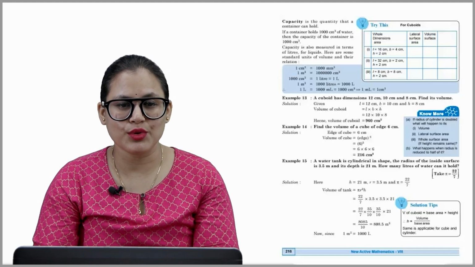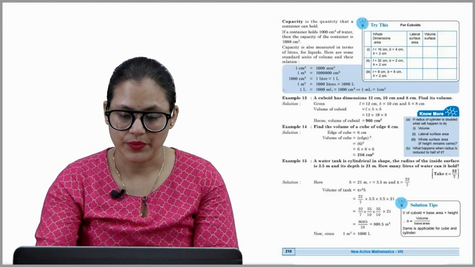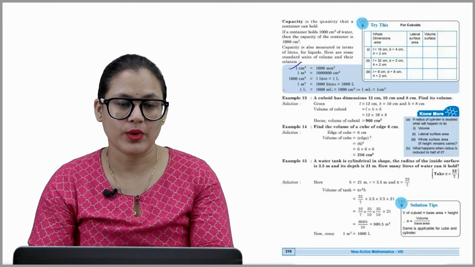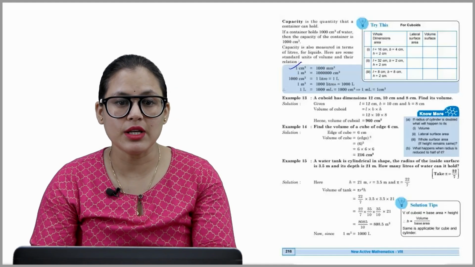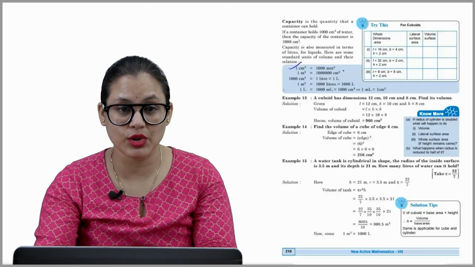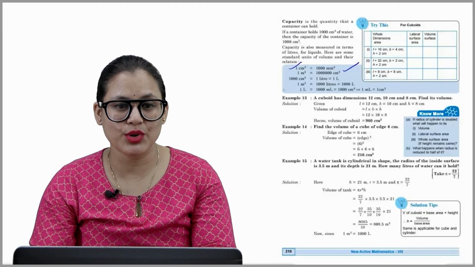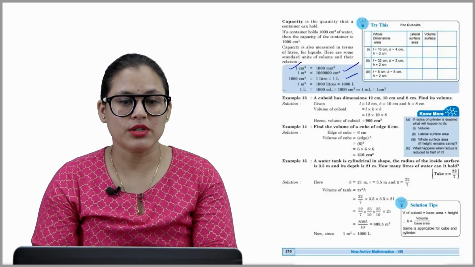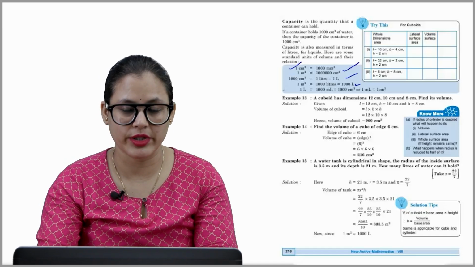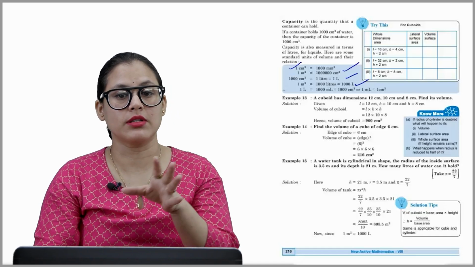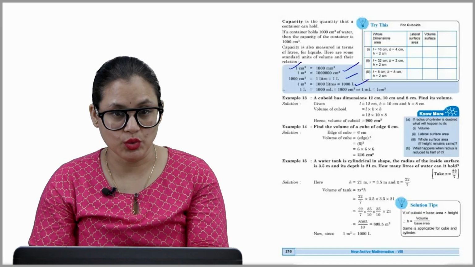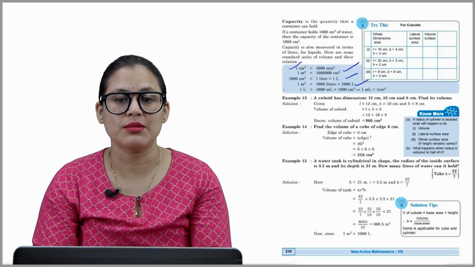Here are some standard units of volume and their relation. See, 1 centimeter cube is equal to 1000 millimeter cube. 1 meter cube is equal to 10 lakh centimeter cube. 1000 centimeter cube is equal to 1 liter. 1 meter cube is equal to 1000 liter, and 1 liter is equal to 1000 ml, or 1000 centimeter cube, or 1 ml is equal to 1 centimeter cube.